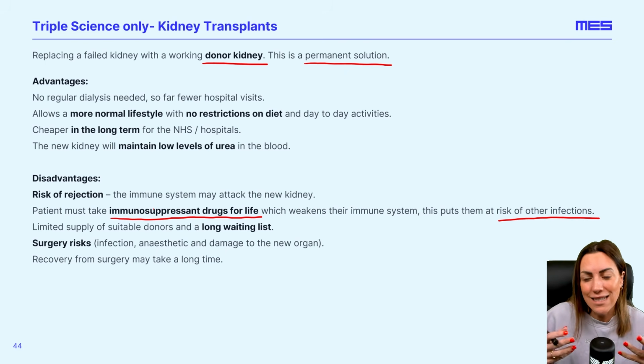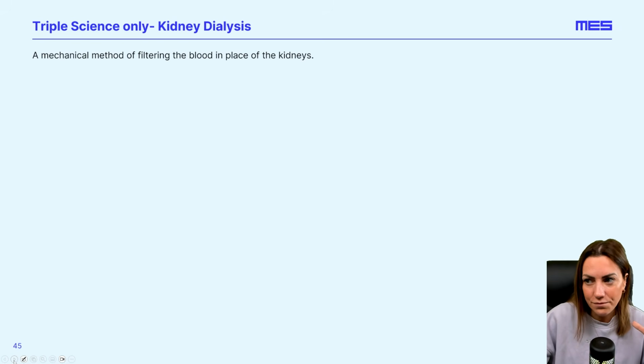You might just be asked to give the pros and cons of having a kidney transplant, or you might be asked to compare kidney transplants to dialysis. So we'll think about that later too.